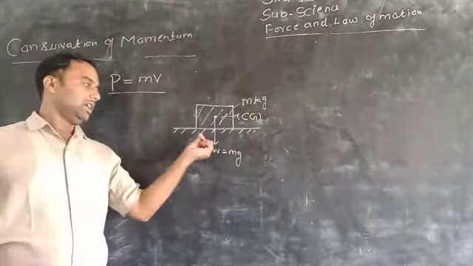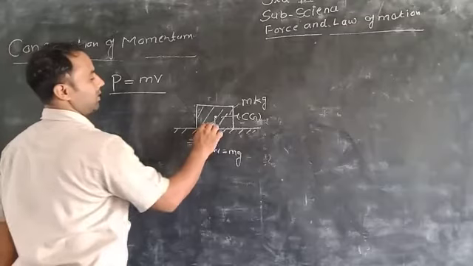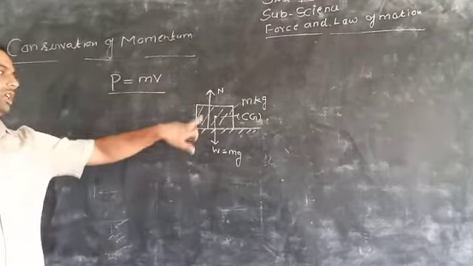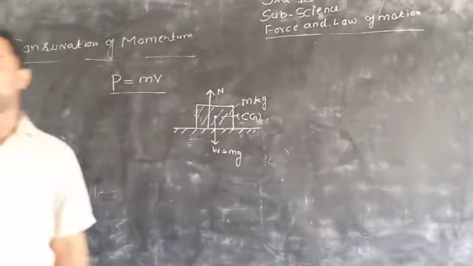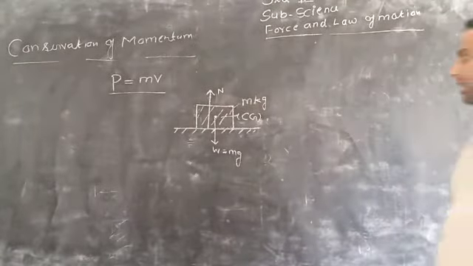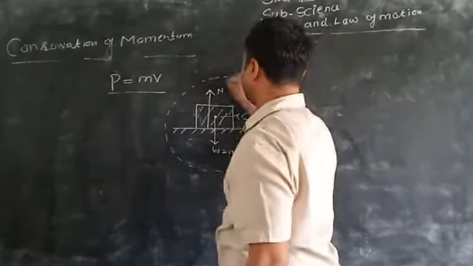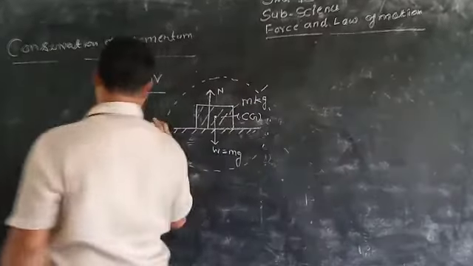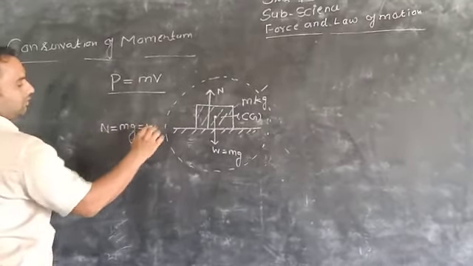If this compresses the ground, a reaction force is acting by the ground on the block in the form of normal reaction. This is the normal reaction, that is the force acting by the ground on the block, and this is the force acting by the block on the ground. These forces are called action-reaction pair forces. If we see that the net external force acting on the object will be 0, because N is equal to mg, and this is equal to W.